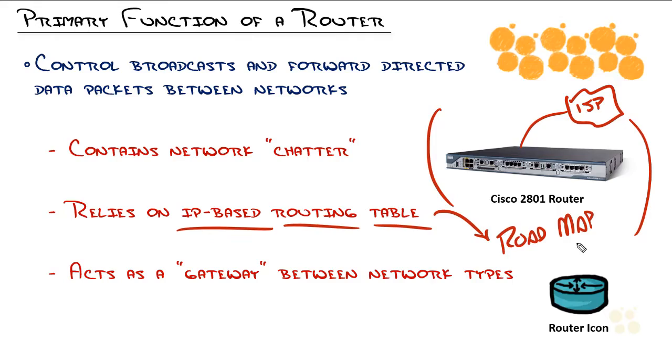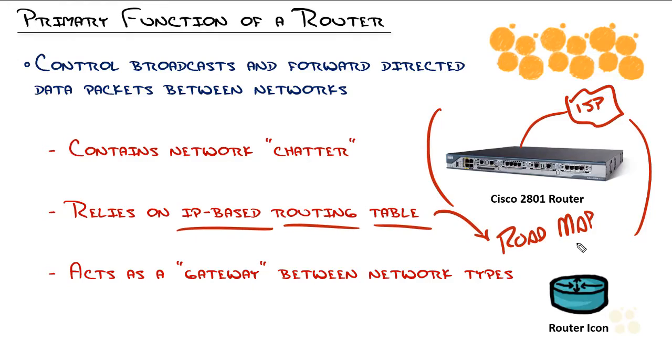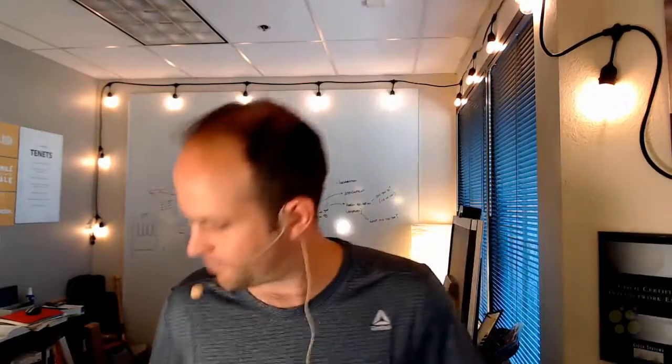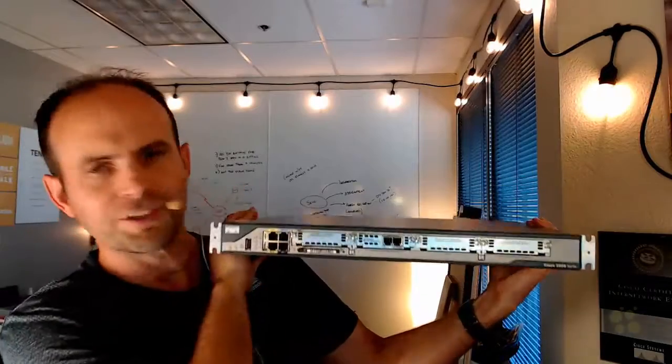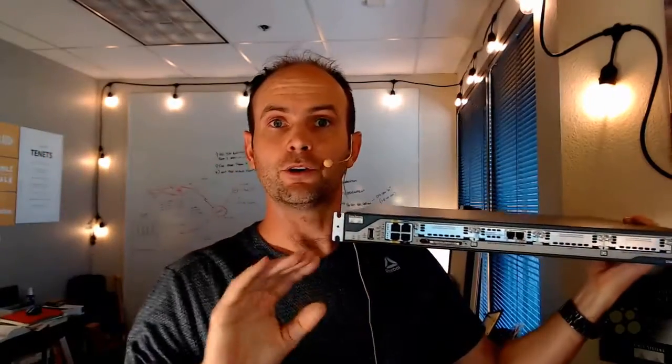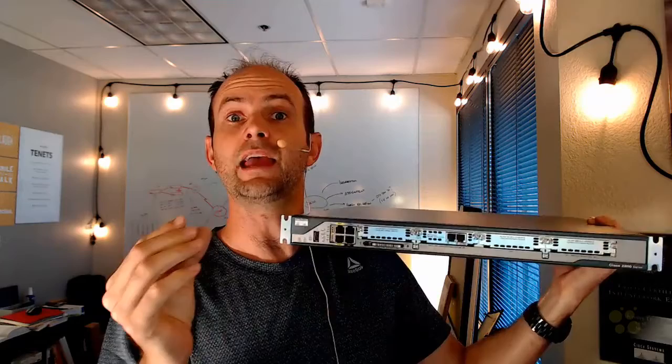So I know that primary definition right at the top of the slide might have felt a little bit sterile, but now let me read it again now that I've unpacked that for you. A router controls broadcasts, meaning stops traffic that doesn't belong leaving your network, and yet forwards directed data packets between networks. Hopefully that makes a little sense. I want to mention that third bullet. Let me grab my router again. This router is often called a gateway. A router moves data between networks. A gateway moves data between network types.